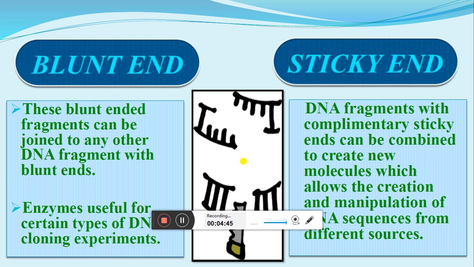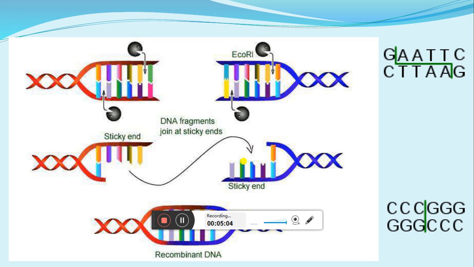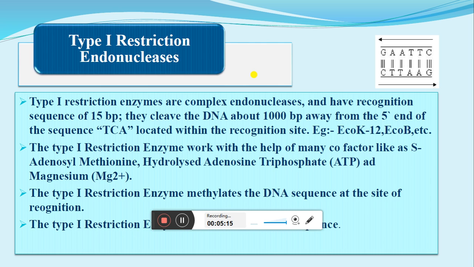If we want to join two or more DNA sequences of different species, we can use the enzymes which are responsible for the production of sticky ends. So one of the most important enzymes used in recombinant DNA technology are the enzymes which produce the sticky ends of the DNA. This is the diagram which shows how EcoRI cuts the DNA. One of the first types is the type 1 restriction endonuclease. Type 1 restriction endonucleases are complex endonucleases that have a recognition sequence of 15 base pairs.